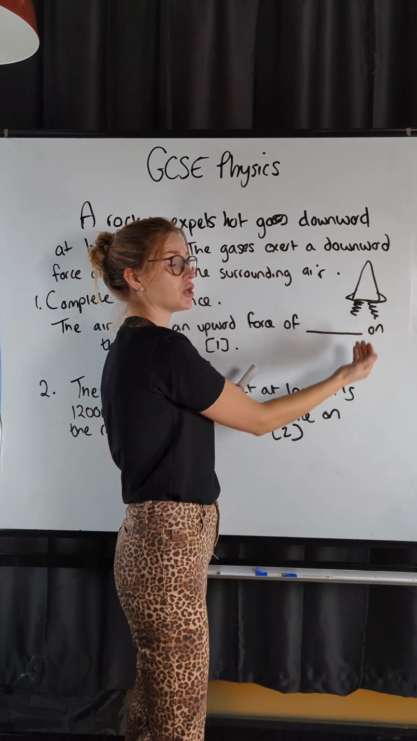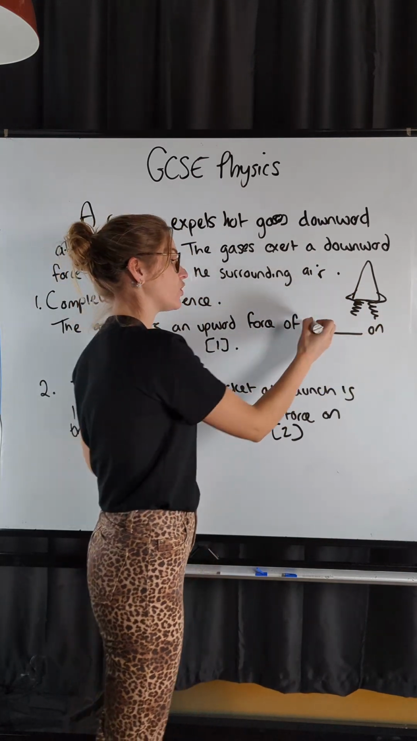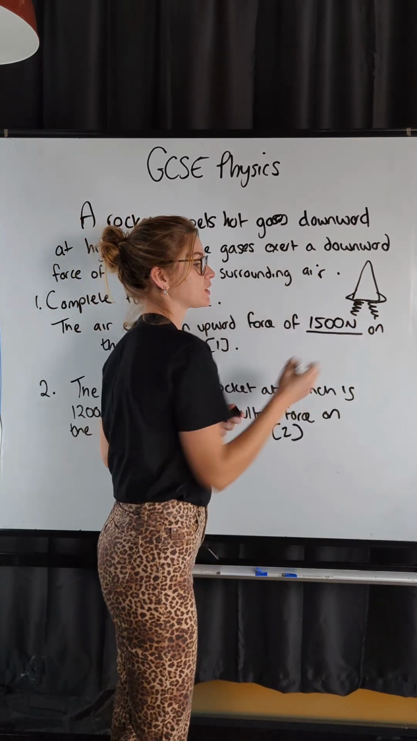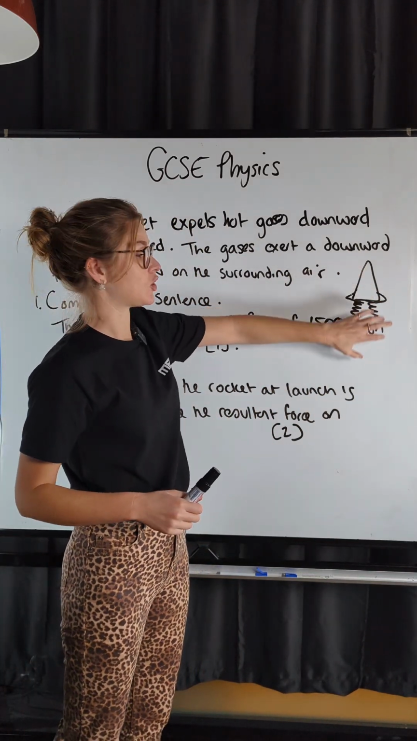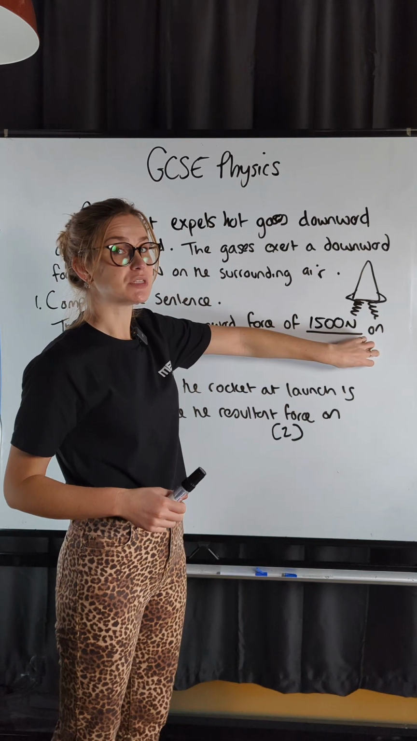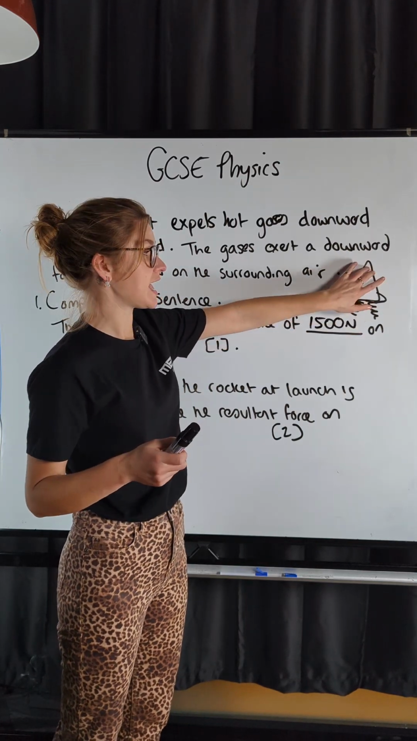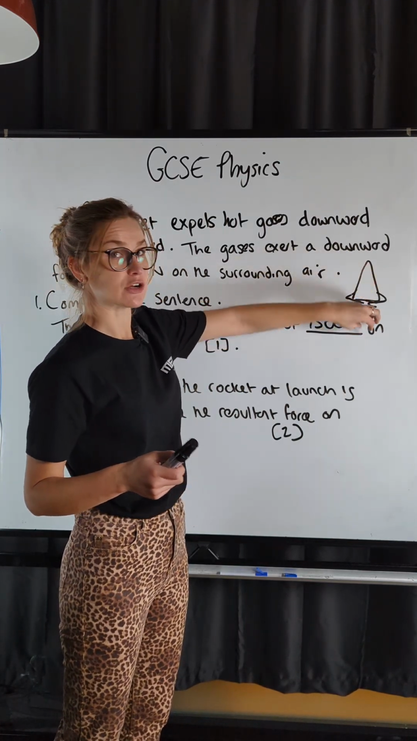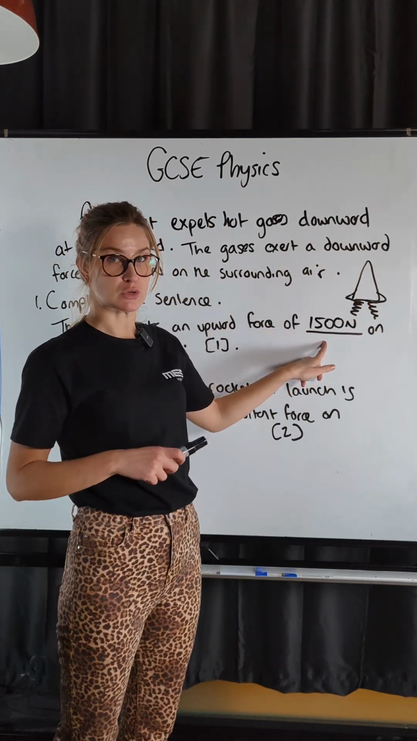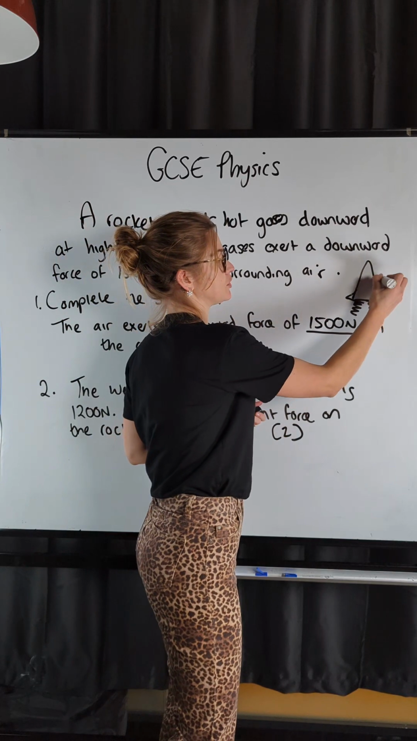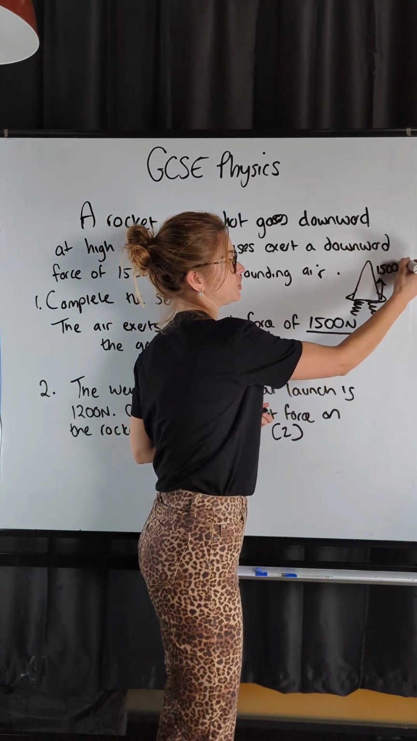So the air is going to put an upward force on the rocket of 1,500 newtons because of Newton's third law. Remember, Newton's third law says if object A puts a force on object B, then object B puts an equal but opposite force on object A. So again, the gases in a rocket push the air down, and the air pushes the rocket up with an equal but opposite force. So our rocket is getting pushed up with 1,500 newtons.